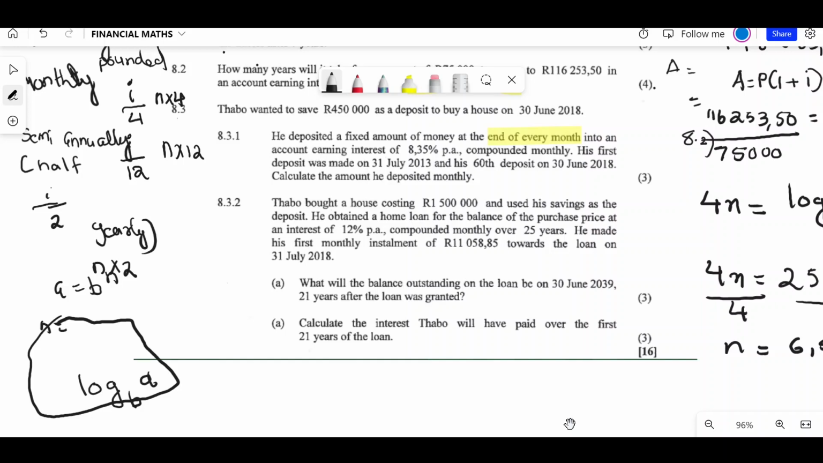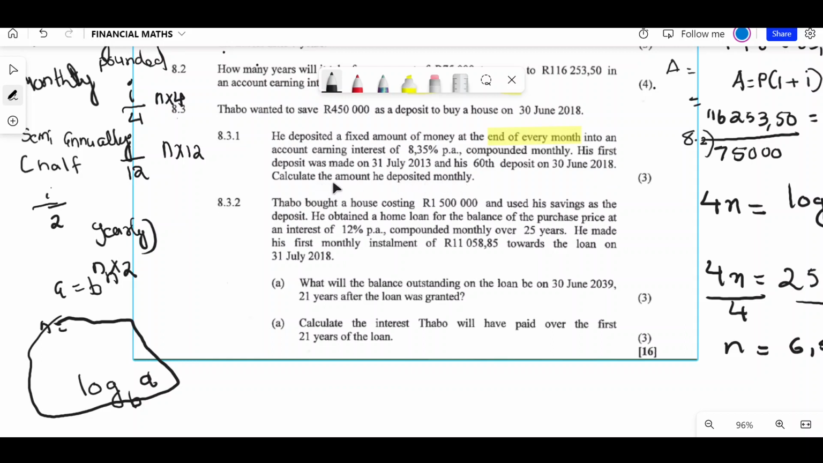So here he's saving and getting the money in the future. So this is a future value formula. Now, in a future value formula, what we need is n, because the question says his first payment was made on 31 July 2013 and his 60th deposit was on 30 June 2018. Calculate the amount he deposited monthly.